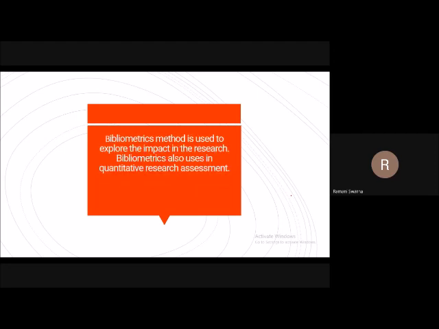Now, this is the definition. It is used to understand what? Impact in research. When we talk about impact, all of us should know that when there is a particular research paper, we have to know what its impact factor is. I'll be showcasing that to you once we go to Google Scholar and all those things, then you will see.